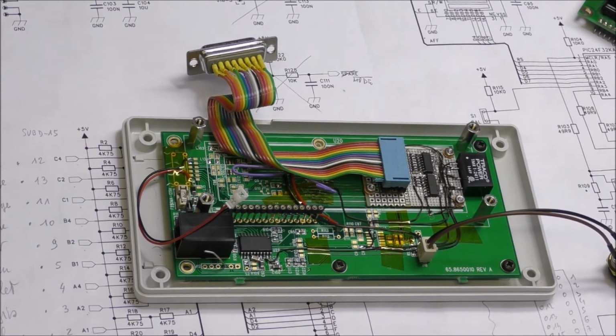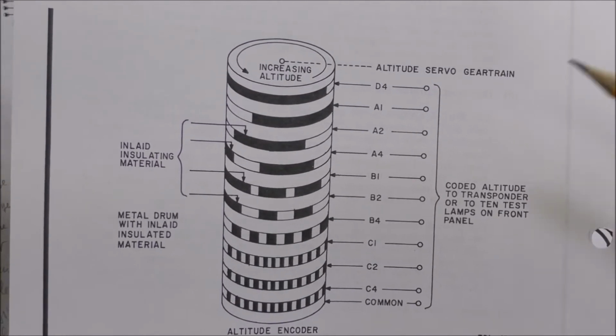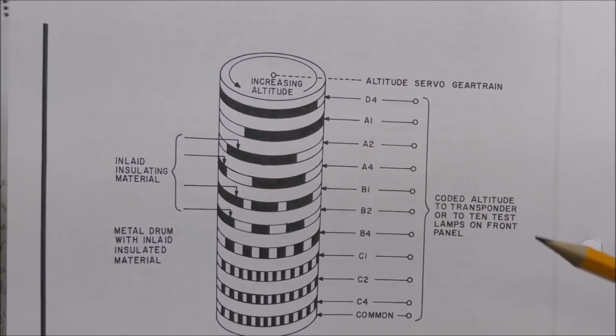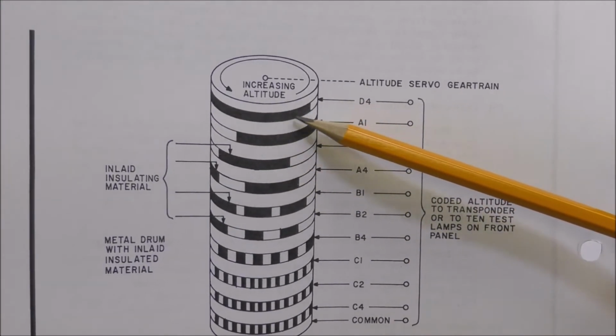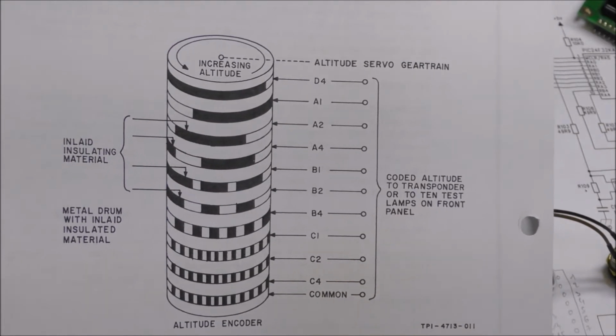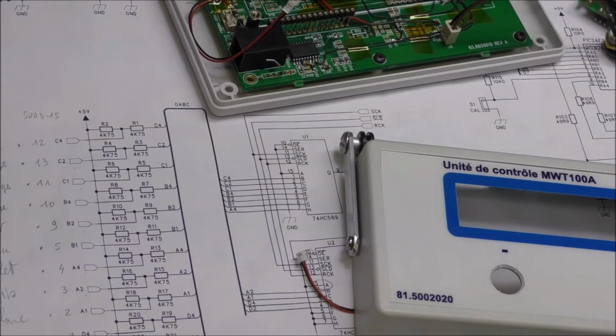I bought the manual of the Collins air data computer, and this is the encoder inside this instrument. So this is a metallic drum, which permits to have an electrical contact. There are some insulators here in order to avoid the contact. So this thing is linked to a gear in order to have the complete altitude range in one turn. So I'm going to reinstall everything, and then we can make some tests on this device.